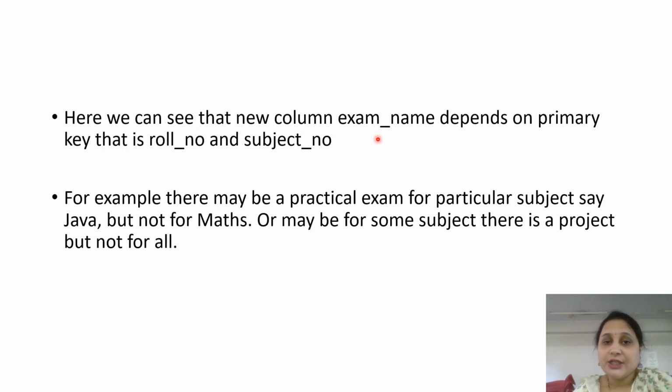Here we can see that the new column exam name depends on the primary key, that is roll number and subject number. For example, there may be a practical exam for a particular subject, let's say Java, but not for maths. Or maybe for some subjects there is a project, but not for all. Sometimes we have subjects where practical and theory are both added, but sometimes there is a subject where only theory exams, maybe internal exams, are there, but not a practical exam.